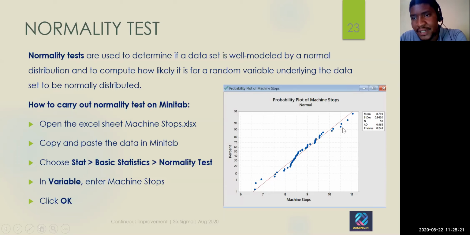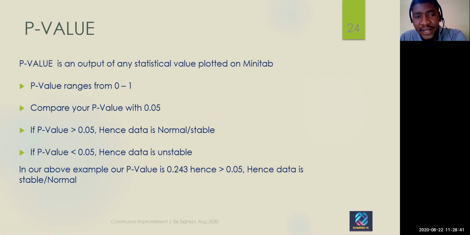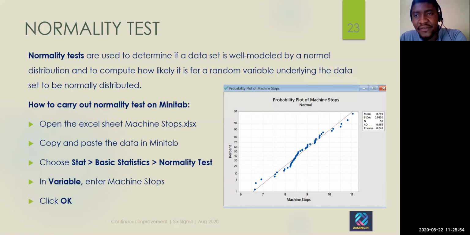The p-value is an output of a statistical test which is plotted on Minitab. It ranges from 0 to 1. If your value is greater than 0.05, it means your data is normal. If it is less than 0.05, it means your data is not normal. If you look at what I plotted here, you will see that I have normal data. So it tells you the kind of analysis that you can do on this.